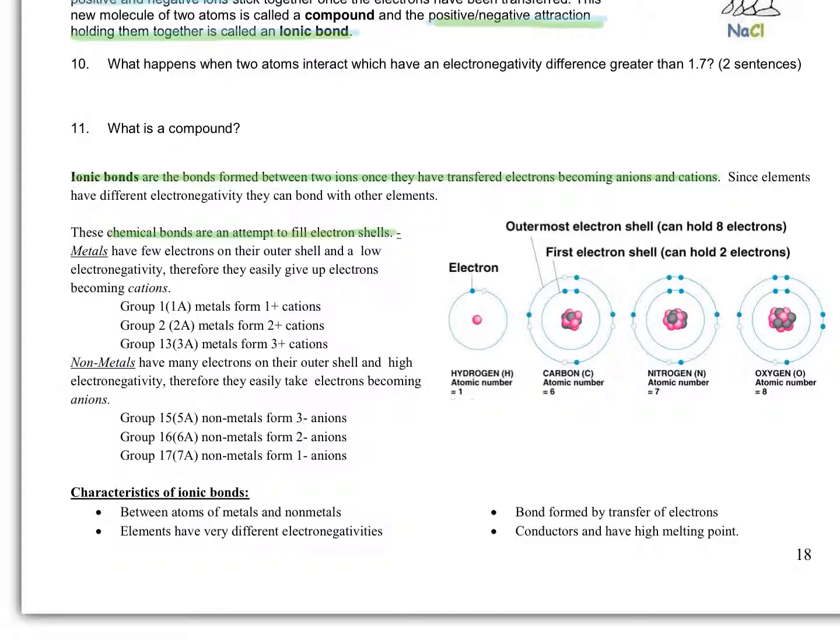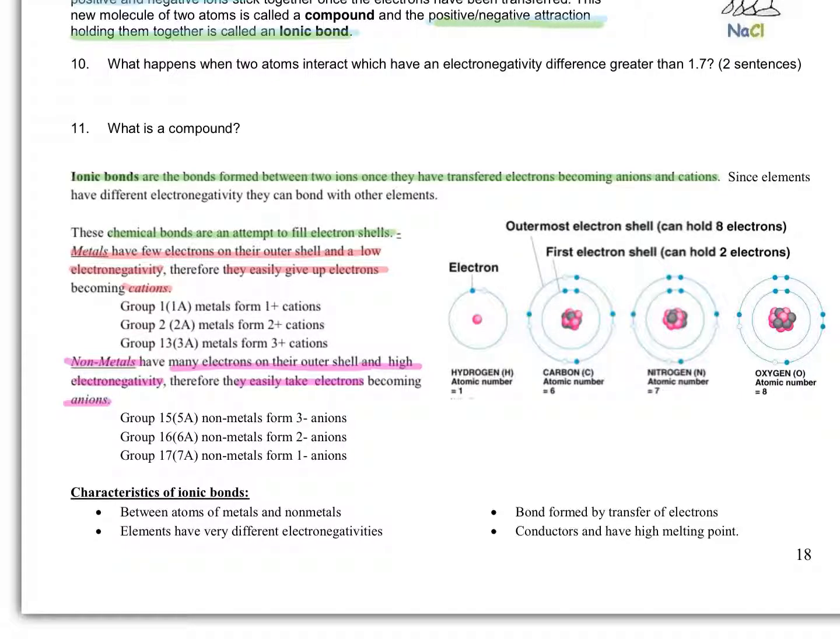Now metals have few electrons in their outer shell and have a low electronegativity. Therefore, they easily give up electrons, becoming cations. Nonmetals have many electrons in their outer shell and have high electronegativity. Therefore, they can easily take electrons, becoming anions, a negative ion. This difference between metals and nonmetals is what creates our ionic bonds.